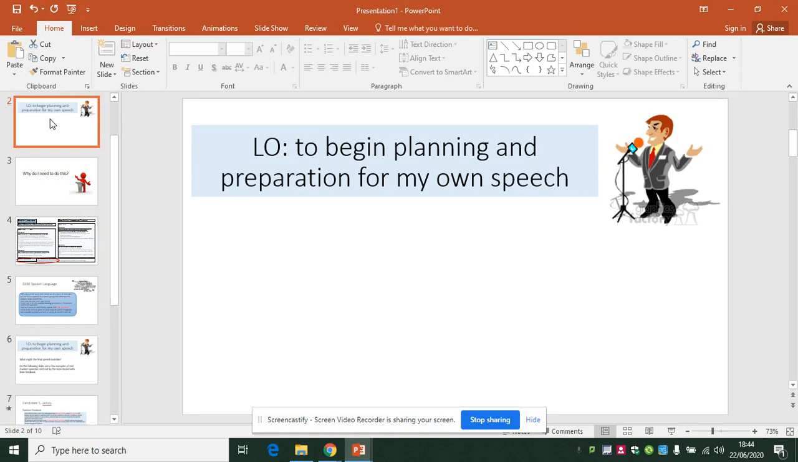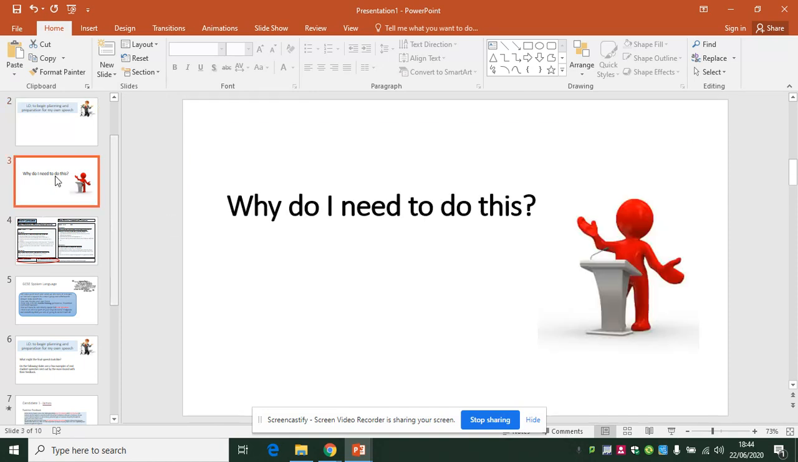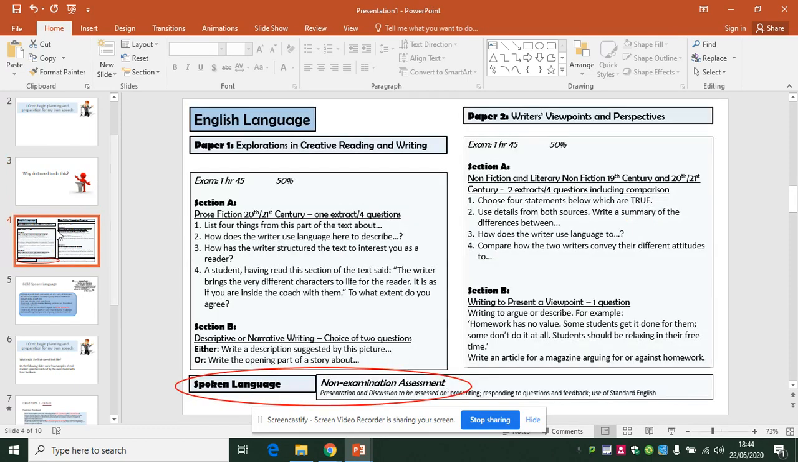You've done lots of preparation now on different types of writing, and you've looked at ethos, logos, and pathos, and now we're getting to the main part of this unit, which is when you write your own speech. This is the main bit of GCSE work that you're going to do before the summer holidays. Lots of you might be wondering, why do I need to do this? The next slide shows you where it falls in terms of the GCSE.